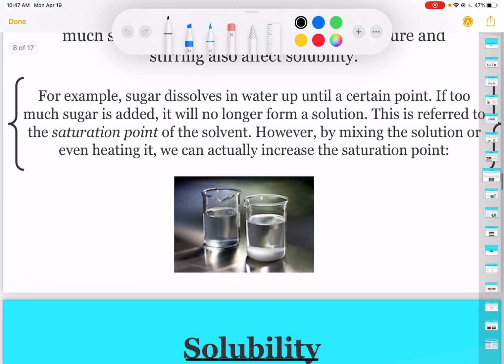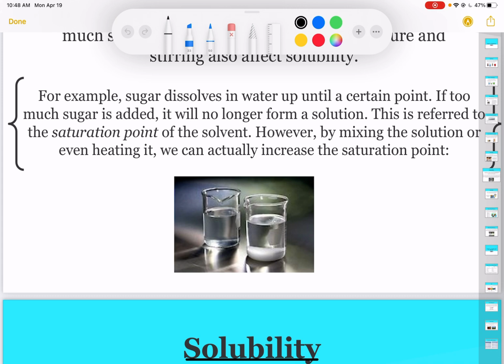So for example, sugar dissolves in water up until a certain point. If too much sugar is added, it will no longer form a solution. This is referred to as the saturation point of the solvent. However, by mixing the solution or even heating it, you can actually increase the saturation point. So if we were in class, we would add sugar to water to get to that saturation point, and then we would put it on a hot plate and heat it up, and then we can dissolve a lot more.